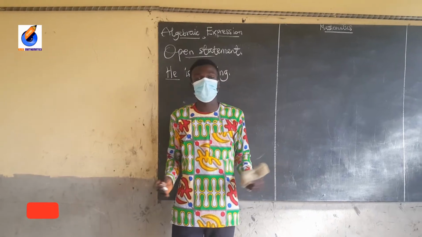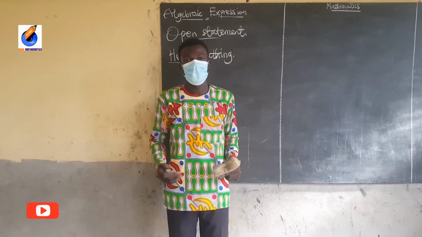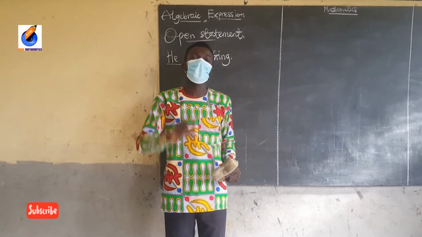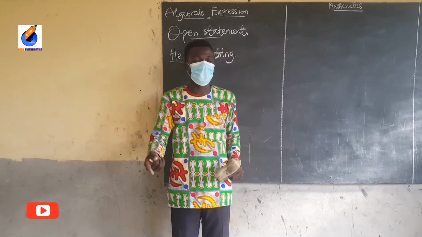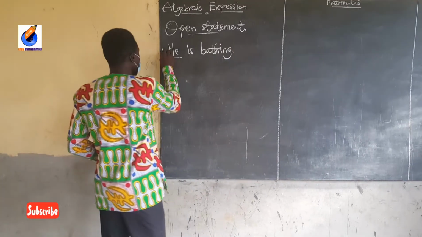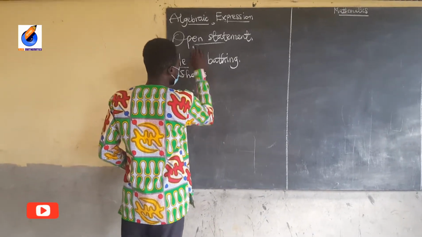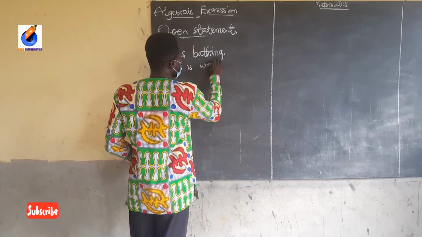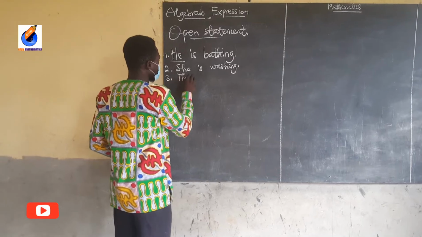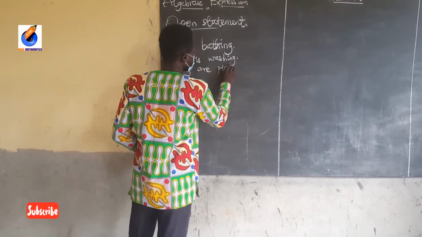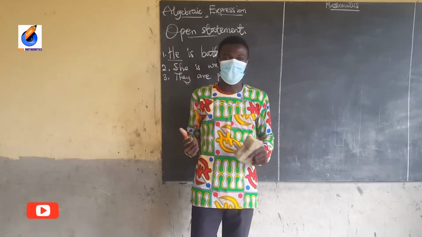So an open statement is a statement that is having one or more variables. But in terms of sentences, if the sentence is having a pronoun, then we will say the sentence is an open statement. Another example, if we have a sentence like, she is washing. They are playing. We are doing mathematics, but we are looking at open statement.